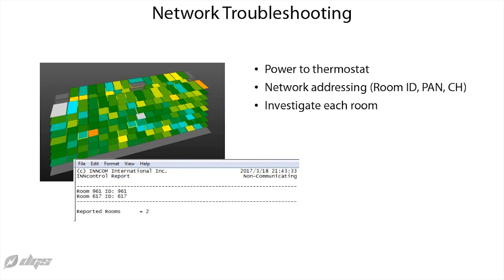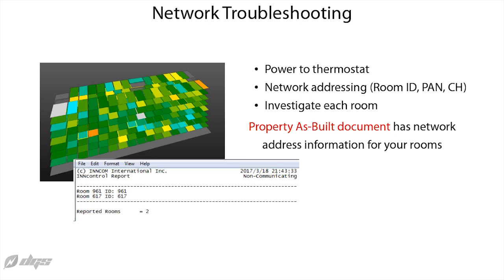In cases where you have a few random non-communicating rooms, this is typically caused by a loss of power to the thermostat, or a thermostat was replaced and not programmed with the proper address or PAN network ID. You will need to visit each room to investigate the cause and resolve. Refer to your property as-built documents for information on the correct room ID, PAN ID, and RF channel for each thermostat.